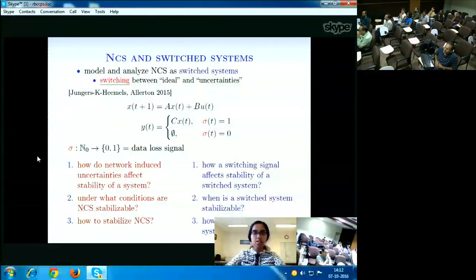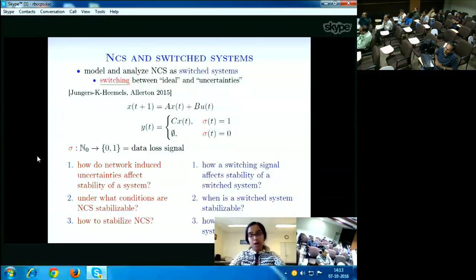And this is governed by the value that little sigma takes. So this plays the role of a switching signal. Now, under this modeling, the questions that I just posed in terms of networked control systems can be rephrased in terms of a switch system. For example, how does a switching signal affect stability of a switch system? When is a switch system stabilizable? And if it is stabilizable, how do you stabilize it? Now, for today's presentation, I'll focus on this first question. So we will talk about the role of a switching signal for stability of a switch system.